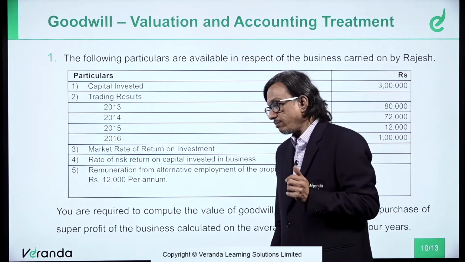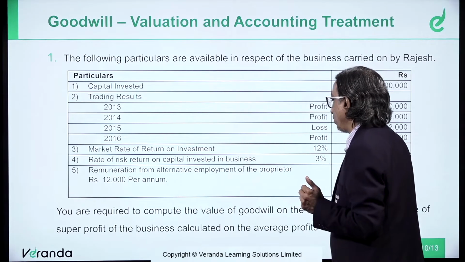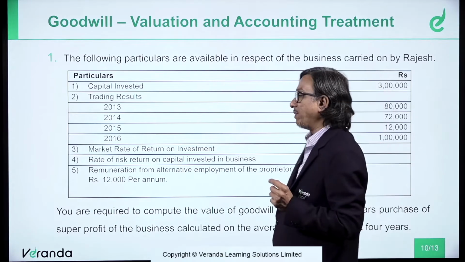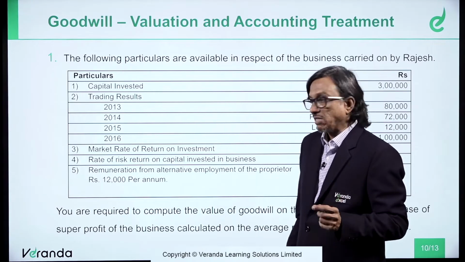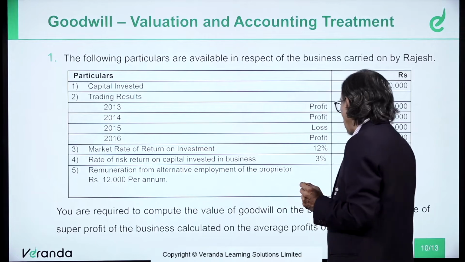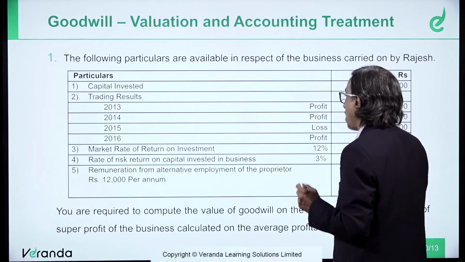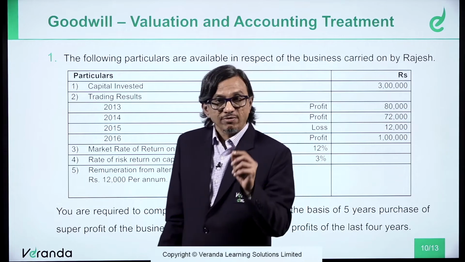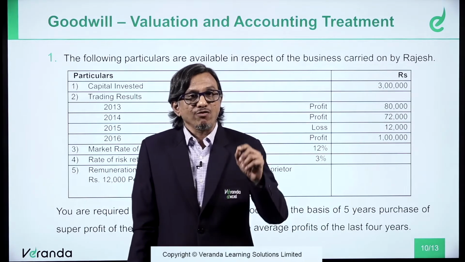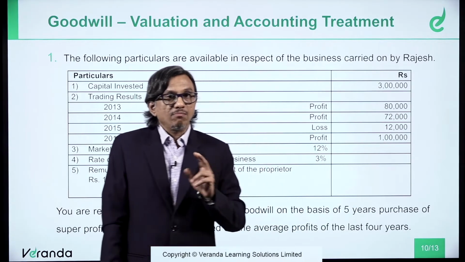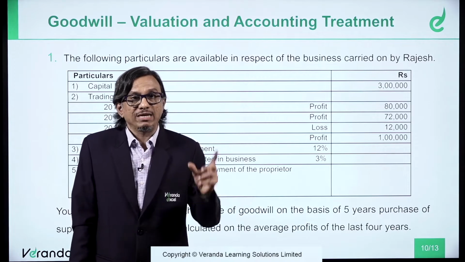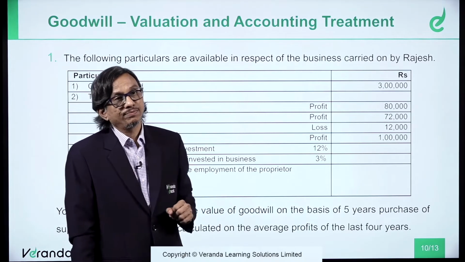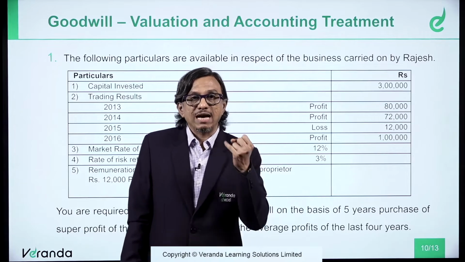of goodwill. You are required to compute the value of goodwill on the basis of 5 years purchase of the super profit of the business calculated on the average profits of the last 4 years. So last 4 years average profit is given. Based on that you find the super profit, multiply that by 5, you will get the value of goodwill. Now therefore what we should do? First we have to find the average profit.